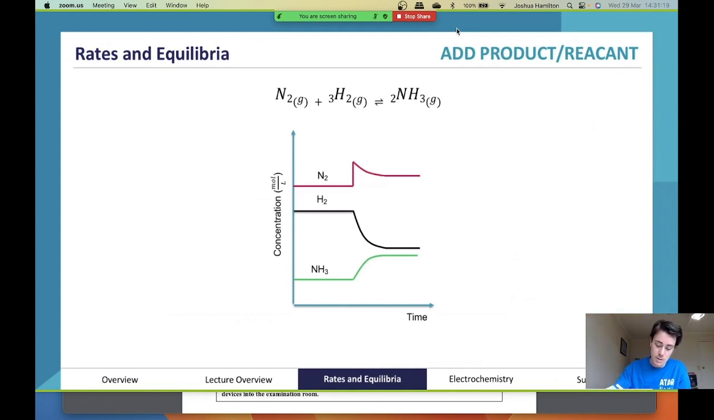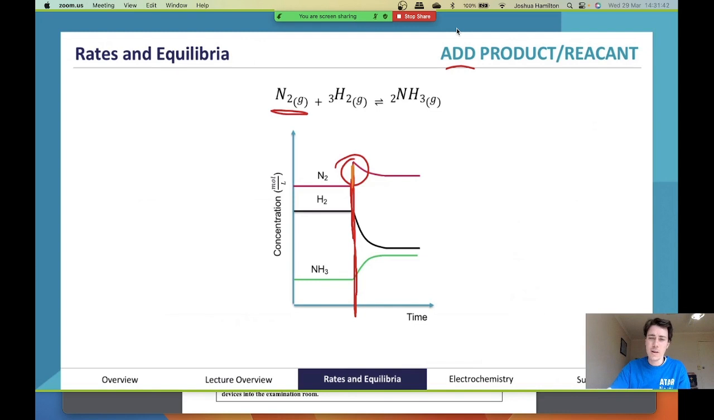So in this case here, we've added a product or reactant, either one. What have we done here? We've added a reactant, sorry. We've added N2 gas, because you can see here, we're at equilibrium all the way up until here. Then all of a sudden, we added some N2 gas. As you can see, there's this little spike here.